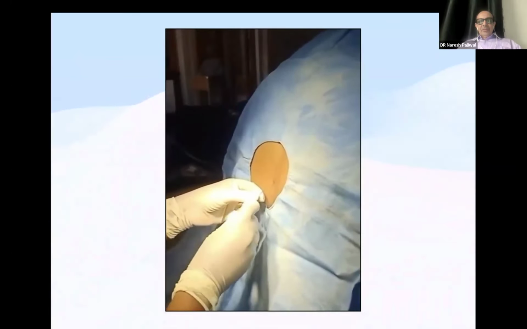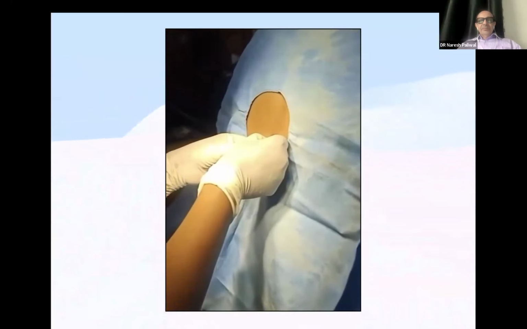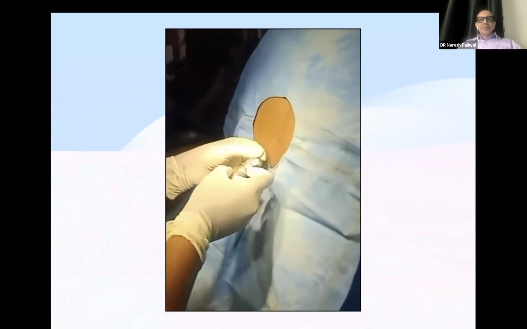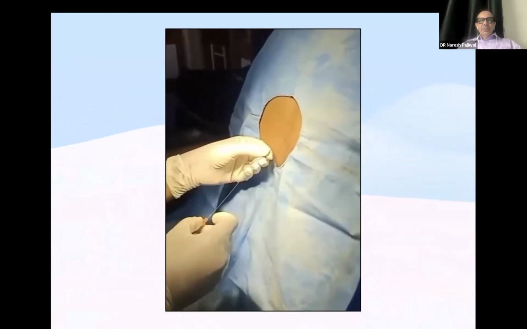The other videos I will just show in short. This is important, that's why I'm showing it in detail. Just go step by step, removing the stylet at every loss of resistance.